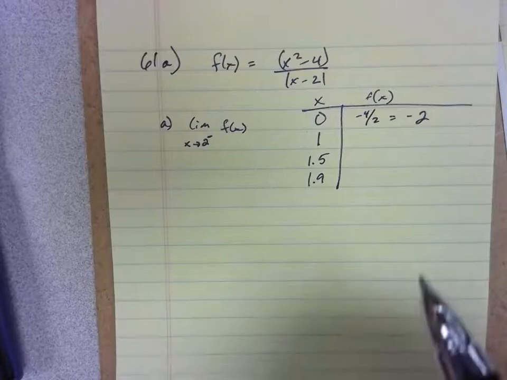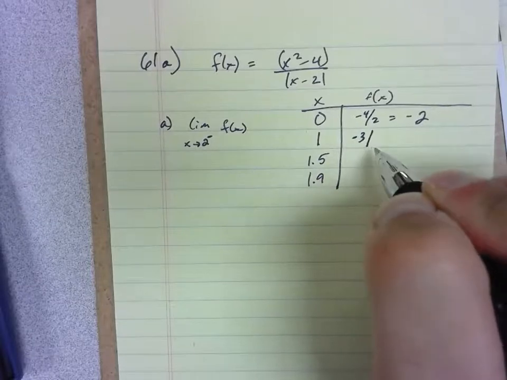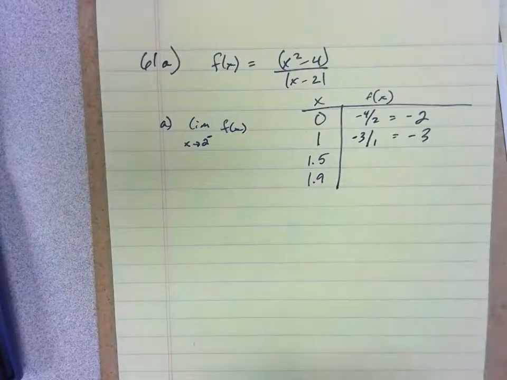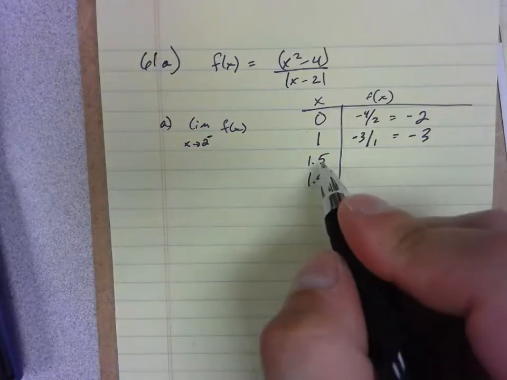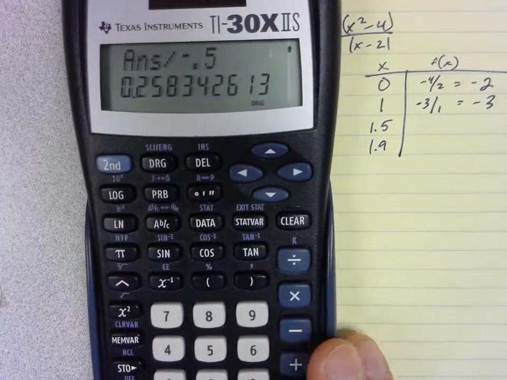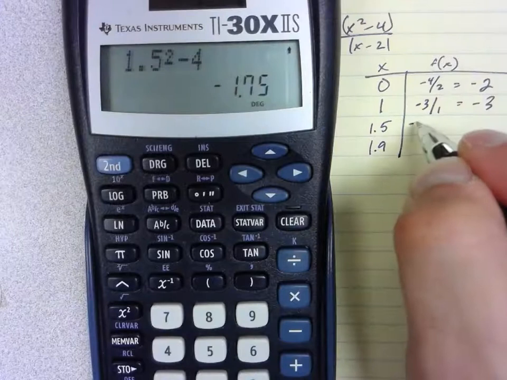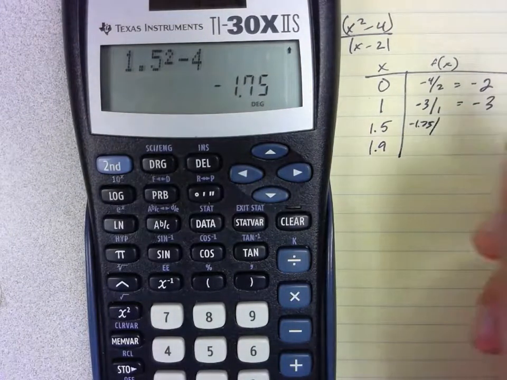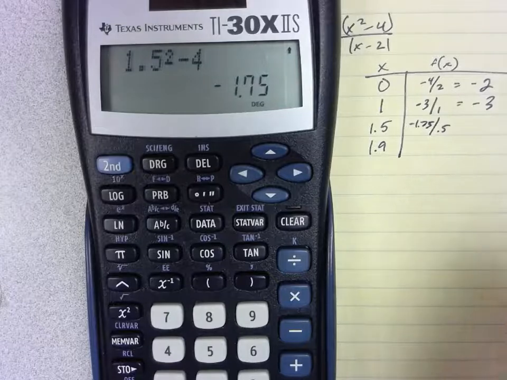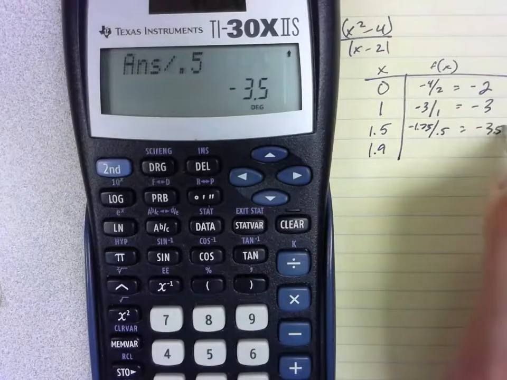If we plug 1 in, we get 1 minus 4 is -3, divided by 1 minus 2, which is -1. The absolute value of that is 1. So that's -3. If we plug 1.5 in, we get 1.5 squared minus 4 is -1.75, divided by, well, 1.5 minus 2 is -0.5, but the absolute value of it is +0.5. So we're going to take that -1.75 divided by 0.5, and we get -3.5.